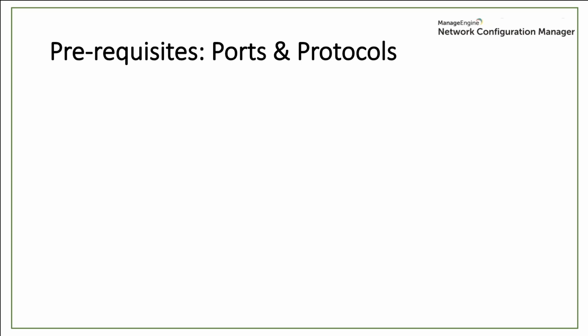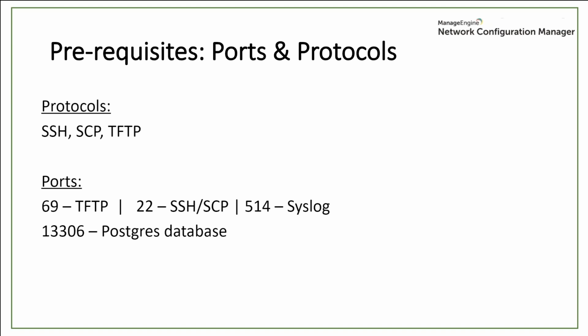Now, ports and protocols. The protocols that are needed for NCM to function properly in your networking environment are SSH, SCP, and TFTP. The ports that are needed for NCM are 69 for TFTP, 22 for SSH or SCP, 514 for syslog, and 13306 for Postgres database. Now that we have seen the protocols and ports, let us see how to discover devices. Once you start discovering devices, you can start on with the operations.